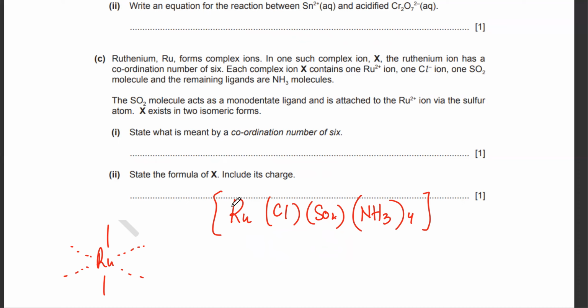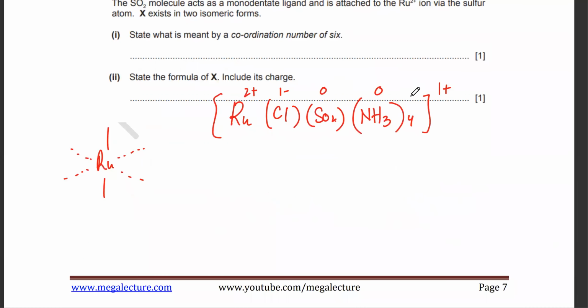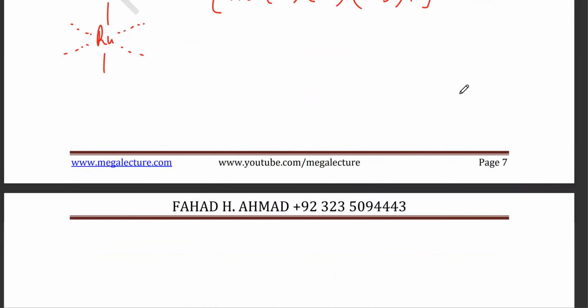And Ru is 2+. So what is the charge on this? You don't write the individual charges, but to calculate the overall charge, Cl is 1- and NH3 is neutral. So what's the overall charge? I think it's 1+. So you don't write the individual charges, you write the overall charge.